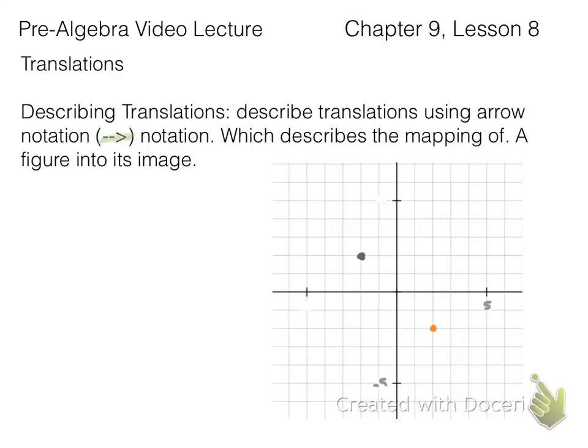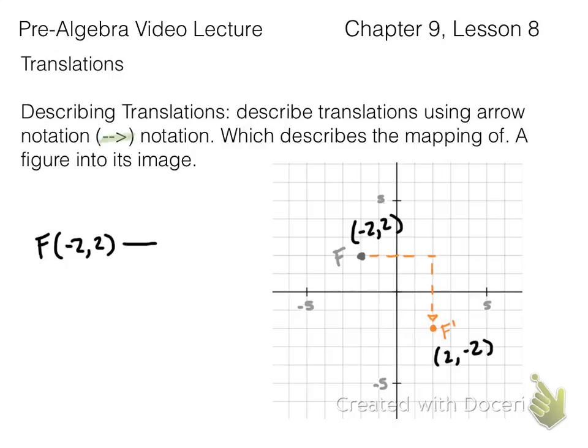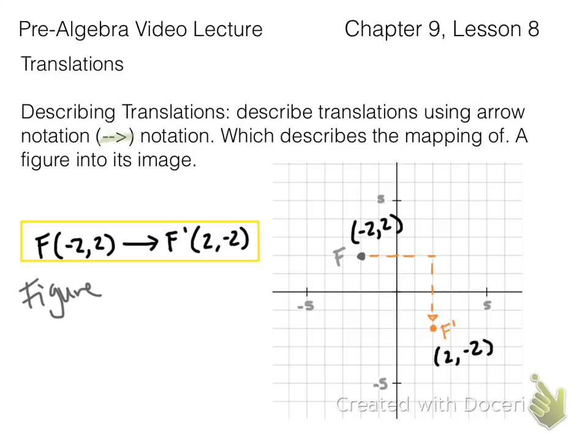So if I have a point here, and I'm going to move it, and I have figure F, and it's going to image F prime, I just use the arrow notation to show that point F at negative 2, 2 goes to image F prime at 2, negative 2. And this is what the real notation looks like. I'm saying that my figure is going to my image. And again, this only works for 1 dot or 1 point.